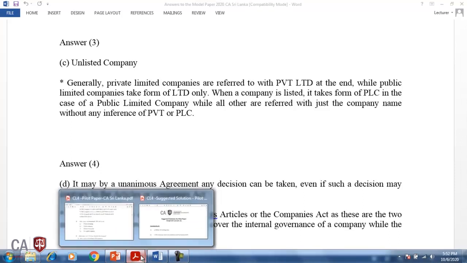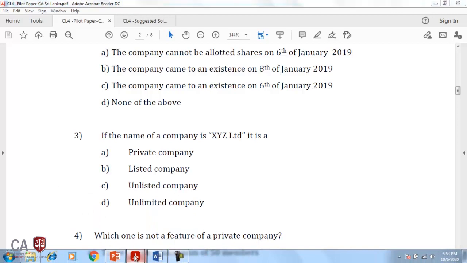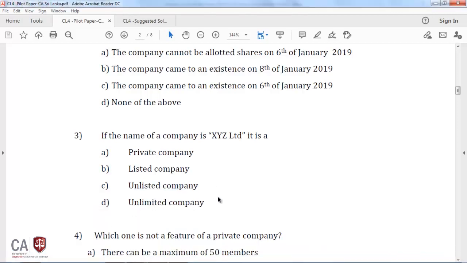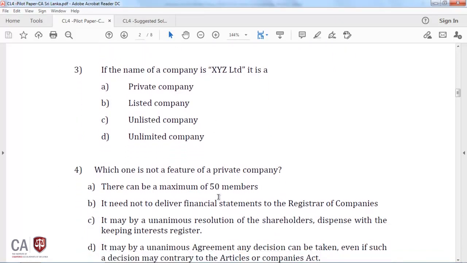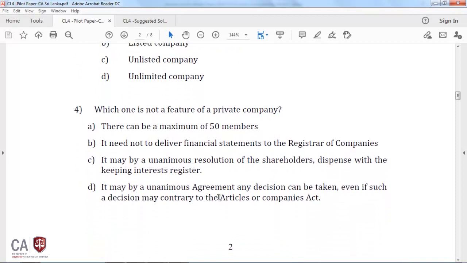Now let us go to question 4, where the question is, which is not a feature of a private company. Now this question examines whether you understand what a private company is in general. Now there are 4 answers given. Unlike the questions that we did before, this question 4 gives you 4 choices where you need to select which one does not refer to a feature of a private company.